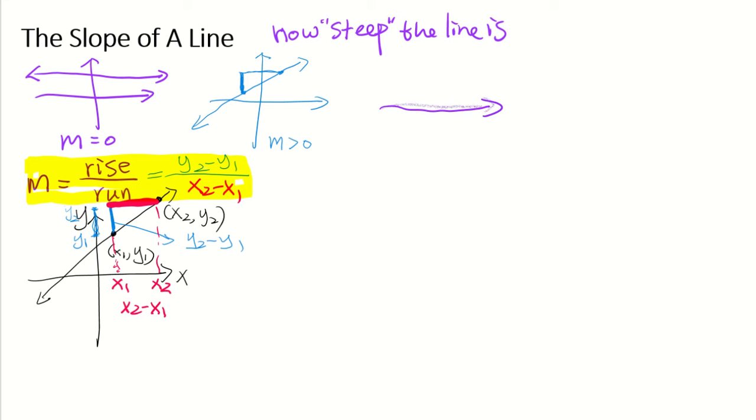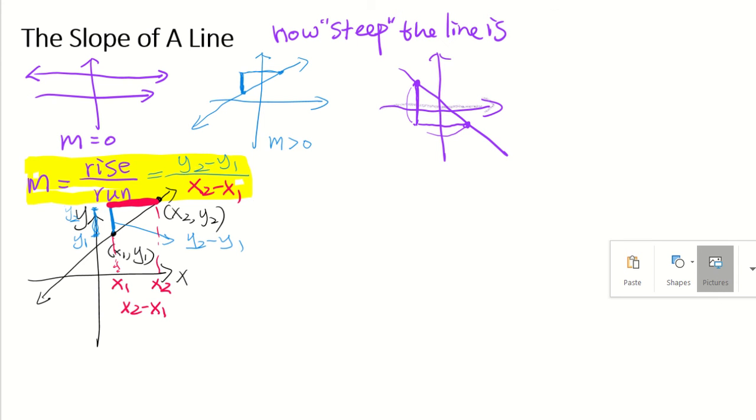What if your line is going down from left to right, for example, like this? You can also pick two random points, and from the first point to the second point, the rise is negative. You're going down. So the rise is negative, and your run is positive. A negative number over a positive number will give you a negative number. So in this case, your slope will be negative.